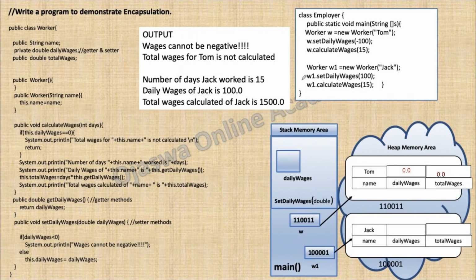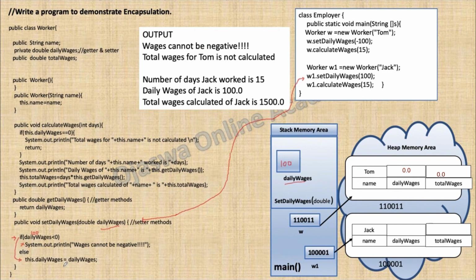Control goes back and the next statement executed is setDailyWages. So control of the program goes to the definition of the method. Memory for this local variable dailyWages is stored on the stack memory area, and the value passed through the method, that is value 100, is stored over here. The condition is executed: if the value of the local variable dailyWages, 100, is less than 0. The condition is false. Hence, control of the program will not go inside the if block. It will go to the else block.